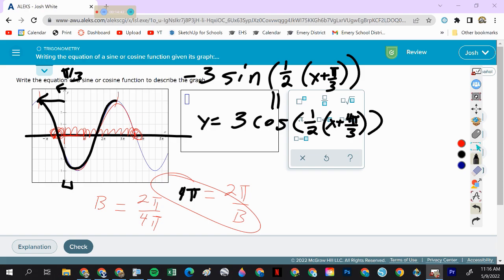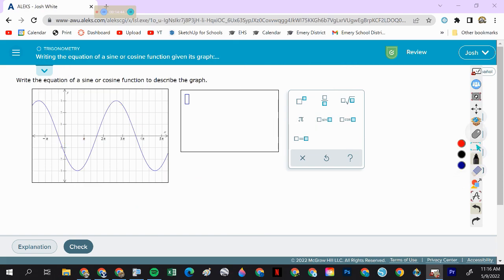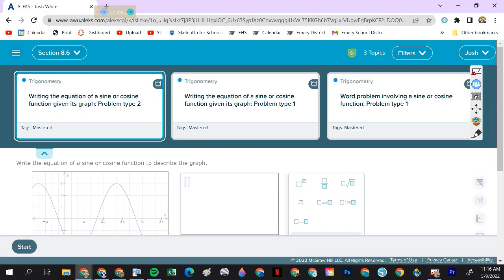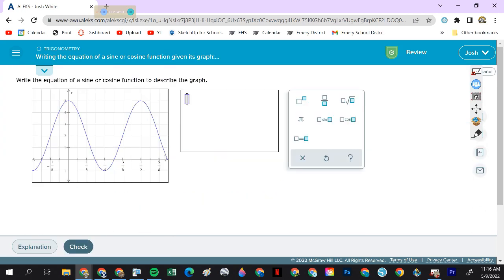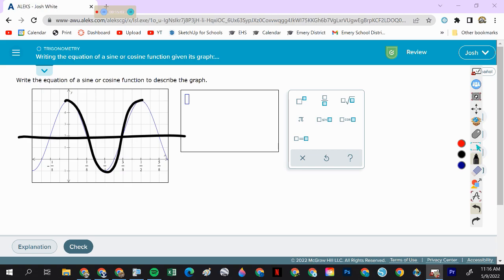All right, let's do another one. Oh, that's not what I wanted. Okay, we'll do this one. The center line is at 2. And here is the cosine graph. It's positive, so y equals amplitude of 3 cosine. Did I shift it left and right?